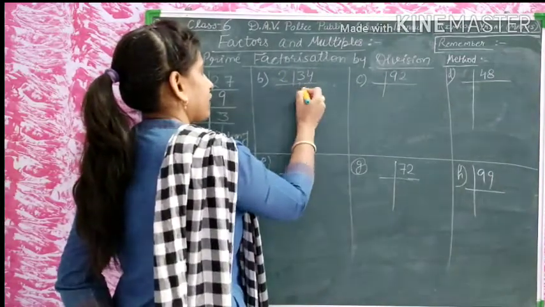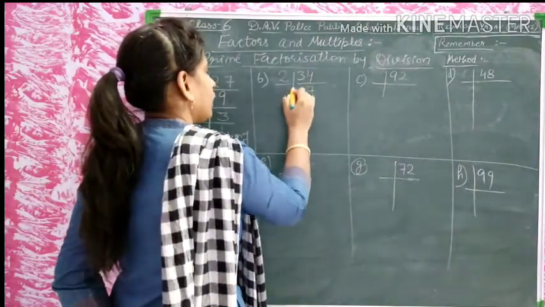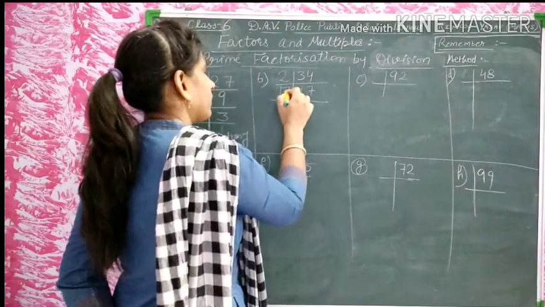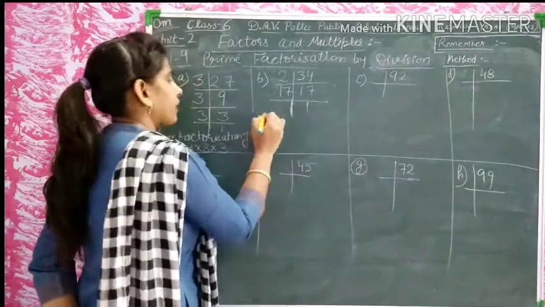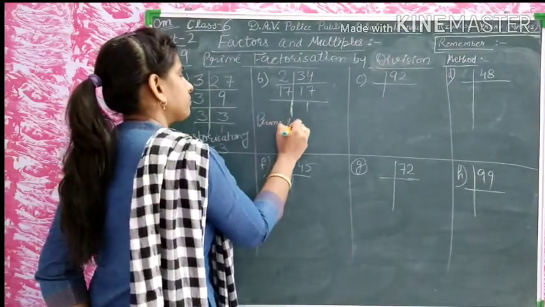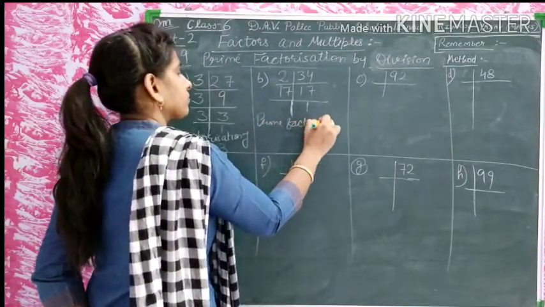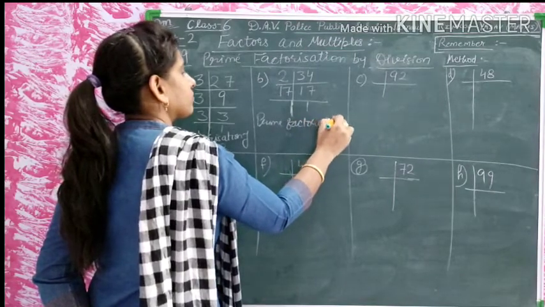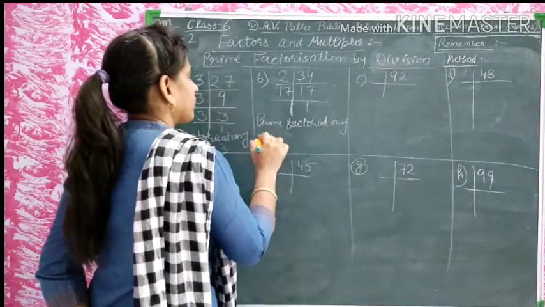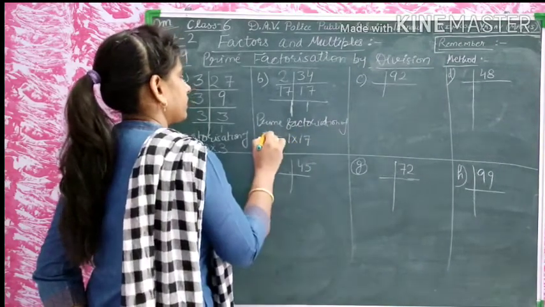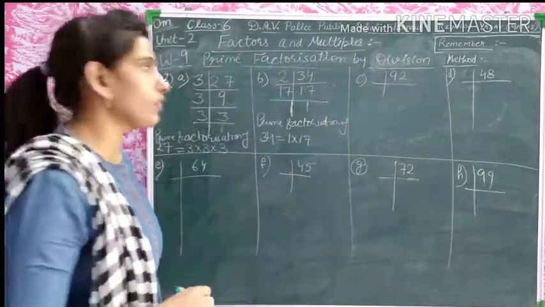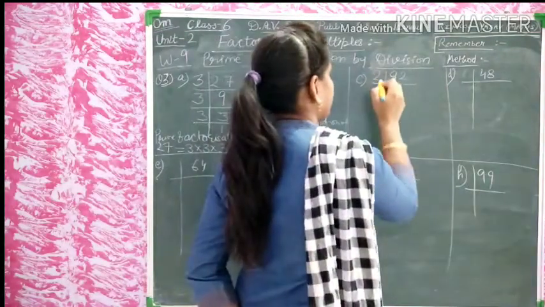This is divided by 2. 2 1s are 2, 2 7s are 14. But there is the next number 17 which divides this number. 17 1s are 17. Now prime factorization of 34 is equal to 2 into 17. Is this clear, students? Now we will go to the next question.